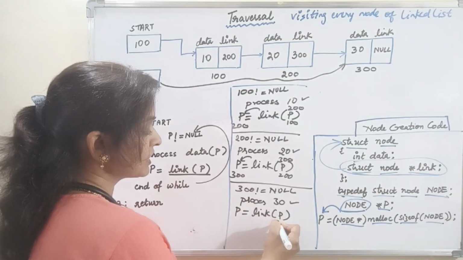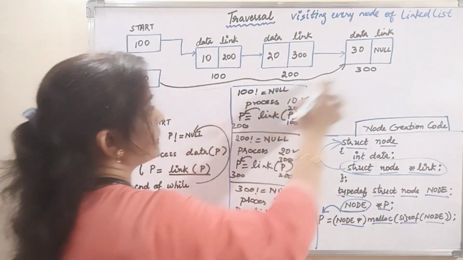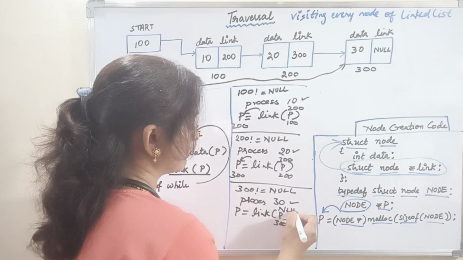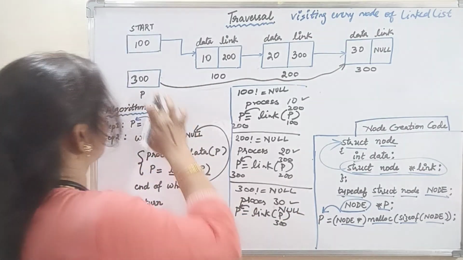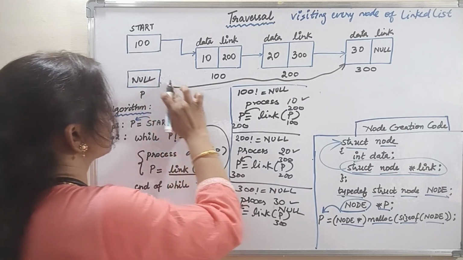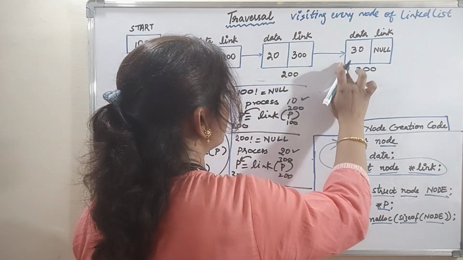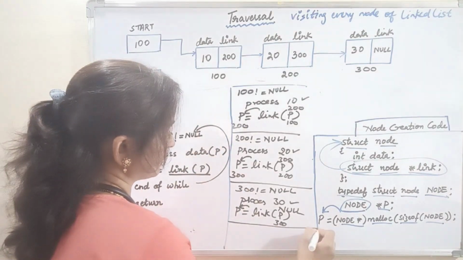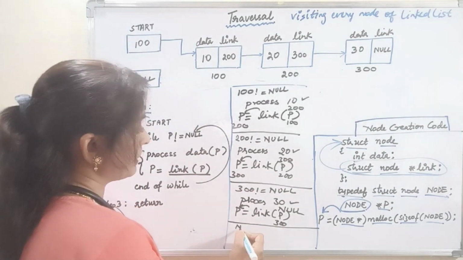Then I say P equal to link of P. P is 300. Link part of 300 is null. Store that to P. Now P is not pointing to 300. Now it is null. It is not pointing to any location. Right. Again go back.